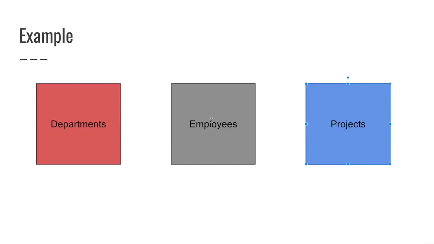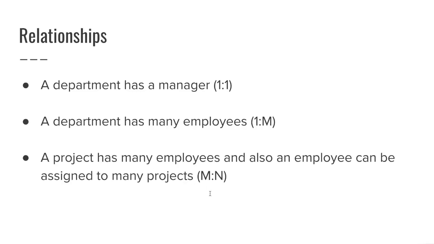So one project has many employees and one employee can be assigned to many projects. So what type of relationship is that? That's a many-to-many relationship. Alright guys, so let's see how we map this relationship quite easily with the Amplify library.